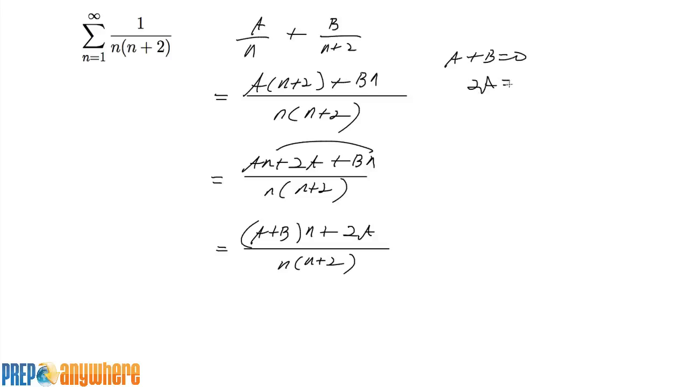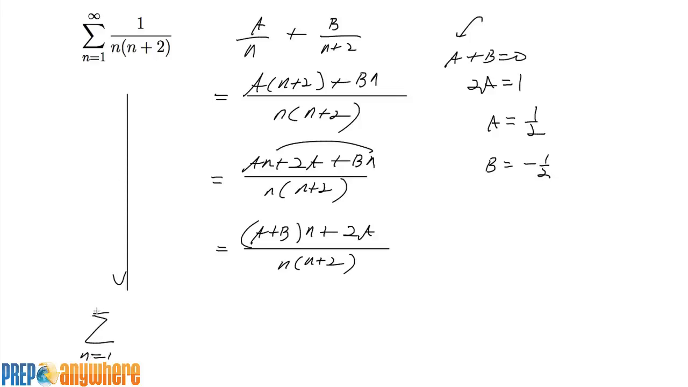And 2a must equal 1, which means a is equal to half. Plugging that in here, you're going to get b is equal to minus half. In other words, this here can be rewritten as half of 1 over n minus 1 over n plus 2. So we can factor that half out or leave it in front of the sigma notation.